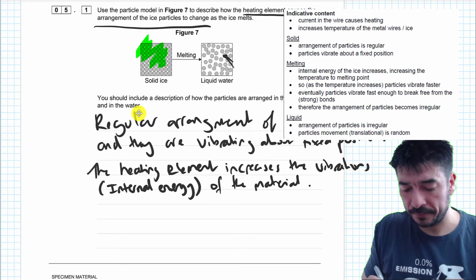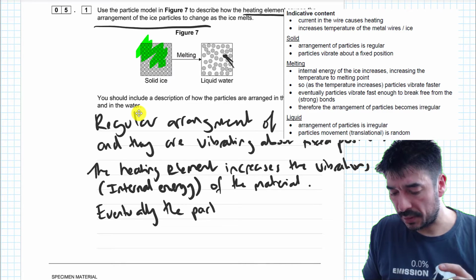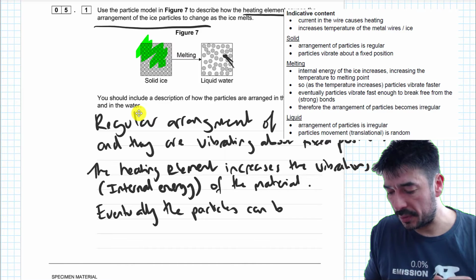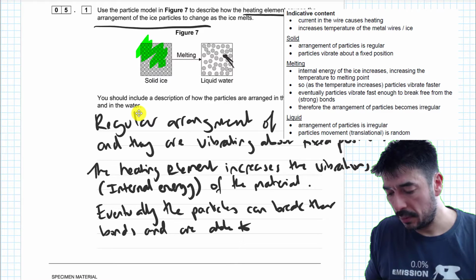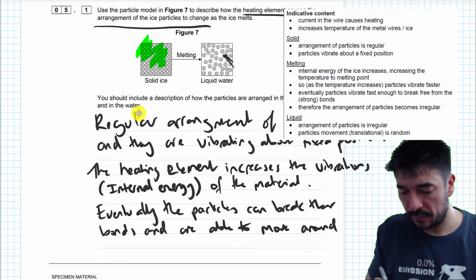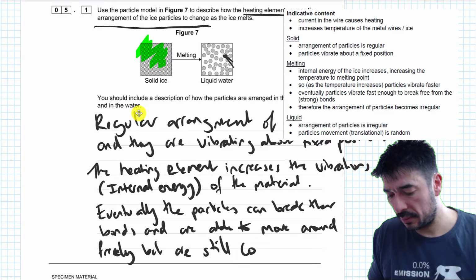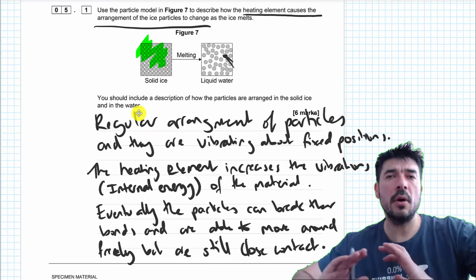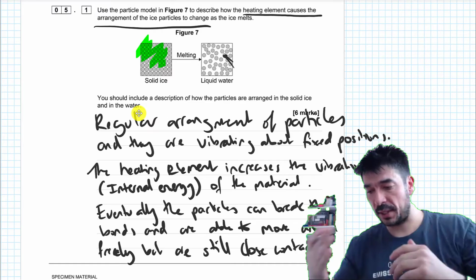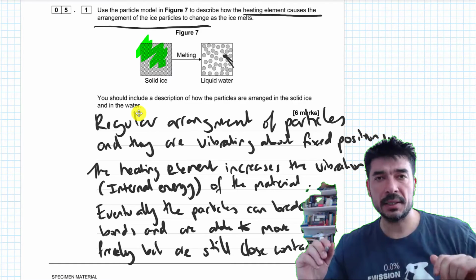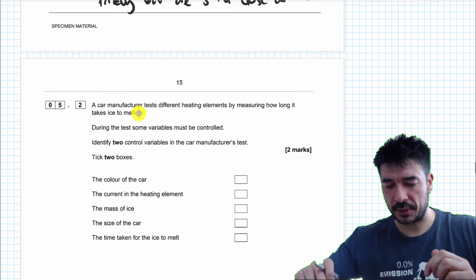Eventually, the particles can break their bonds and are able to move around freely, but are still in close contact. So we've not quite got to a gas yet. They're not moving around freely. They're still able to swap position with each other, etc. Okay, so that's my best attempt at getting all 6 marks. We'll see if I've got them at the end. Let's move on to the next question.